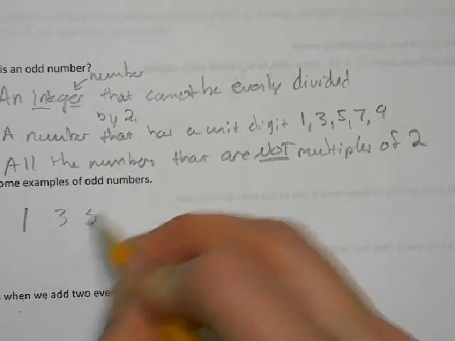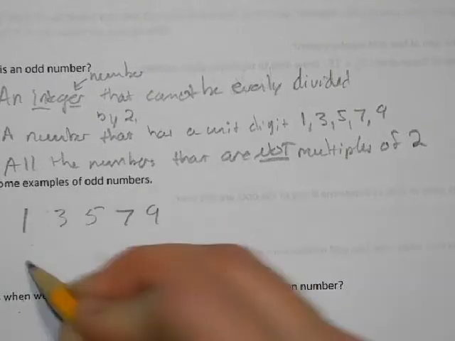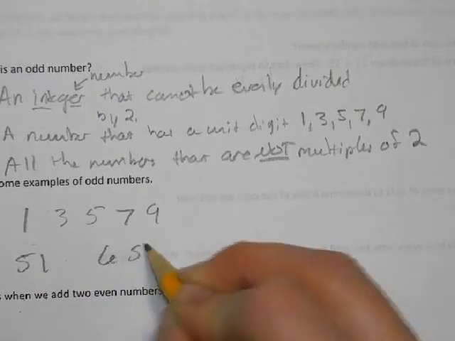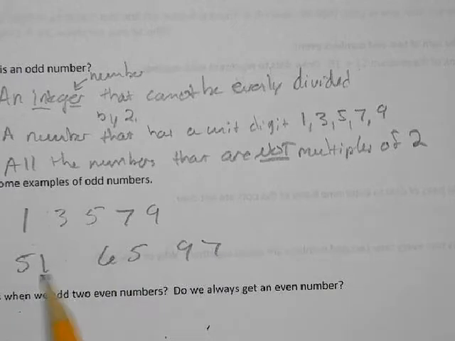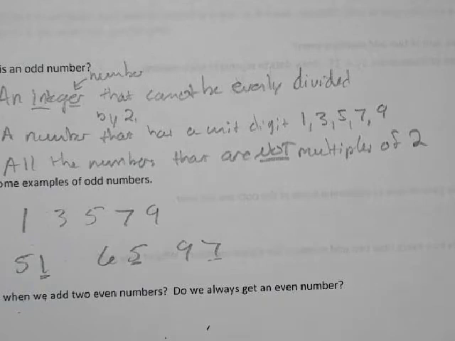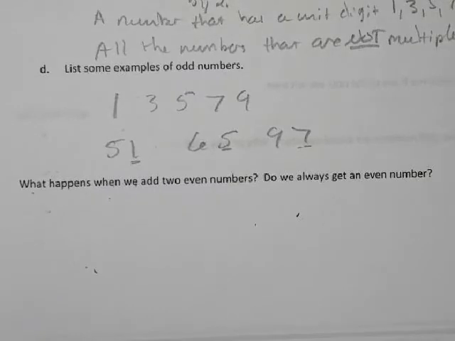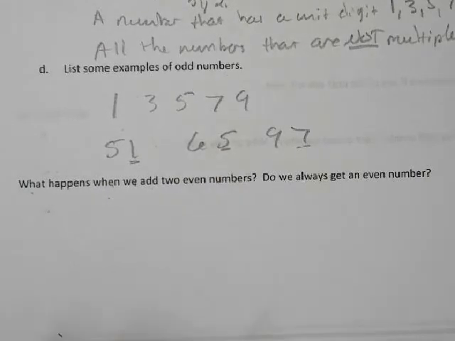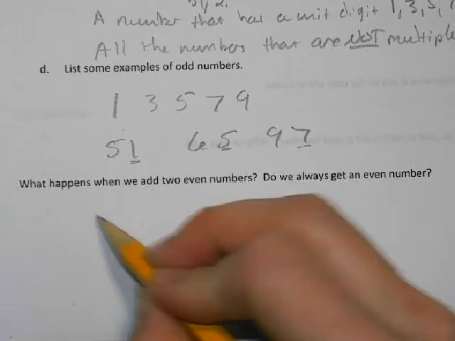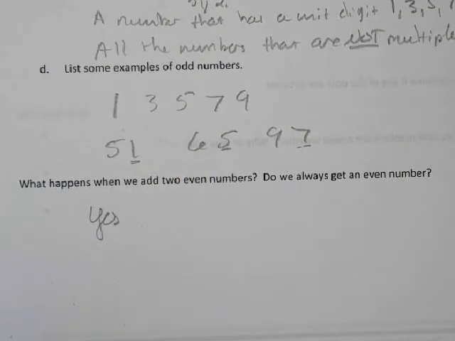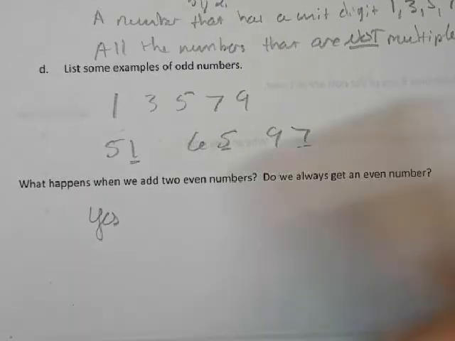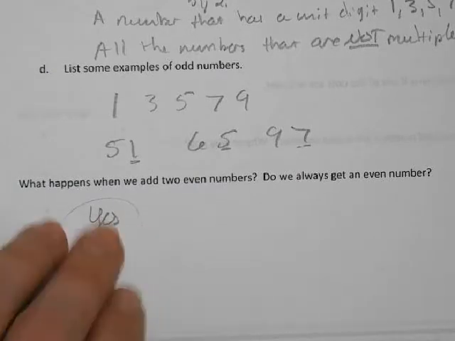So you could have skip counted. You could have written bigger numbers. Again, just as long as that unit digit was an odd number, you are correct. Now the last question. What happens when we add 2 even numbers? Do we always get an even number? And your answers will vary here, but your answer would need to be yes. And the reasoning or your explanation varies just as long as you understood that yes, 2 even numbers would give you an even number.